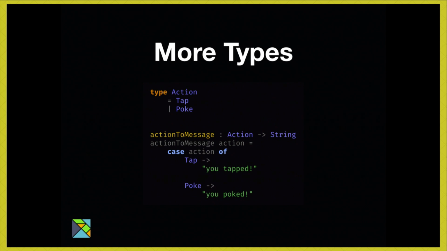Another question? If you define slap in action, so type action tap poke slap, but you didn't implement slap in your action to message, would that be a compiler error? It absolutely would. So the question is just if we add an action, would the compiler tell us we're not handling it? And absolutely yes. And your users will never get an error because we didn't handle them slapping each other, which they probably shouldn't do, but we'll allow it.